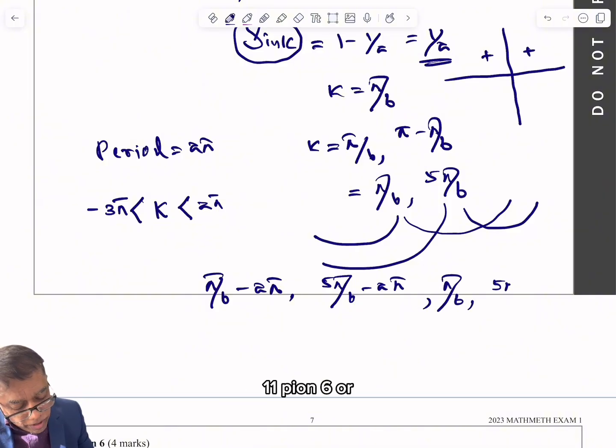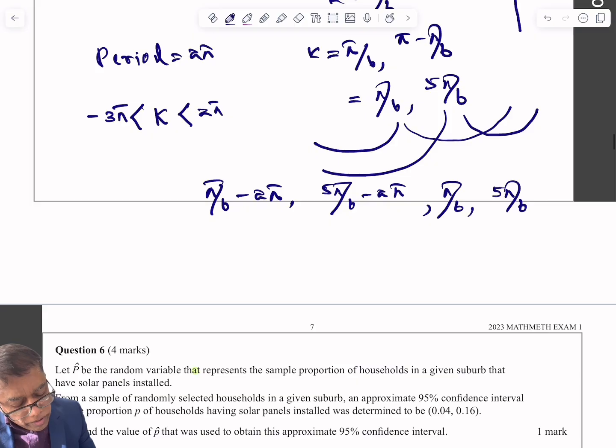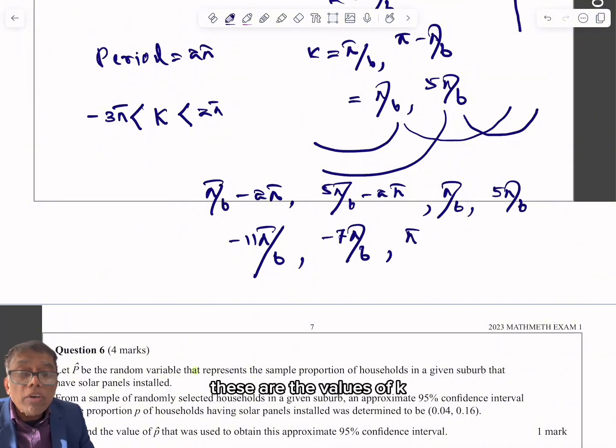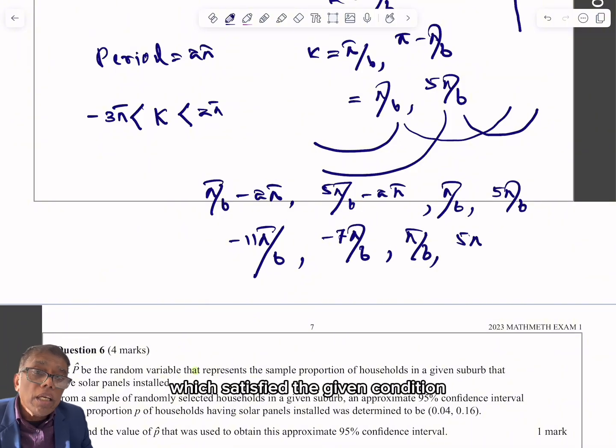11 pi on 6, or negative 7 pi on 6, or pi on 6, or 5 pi on 6. These are the values of k which satisfy the given condition.